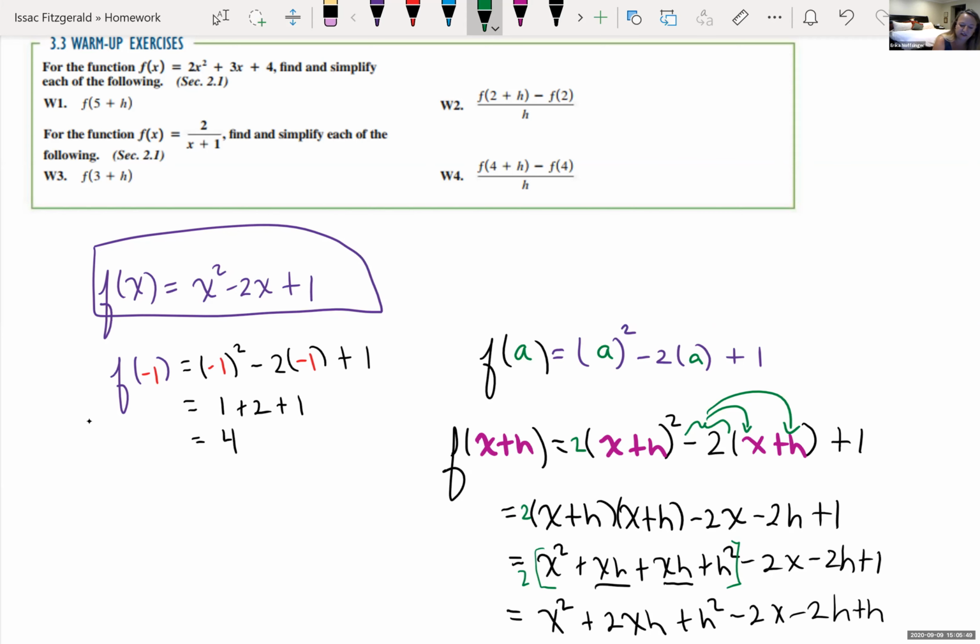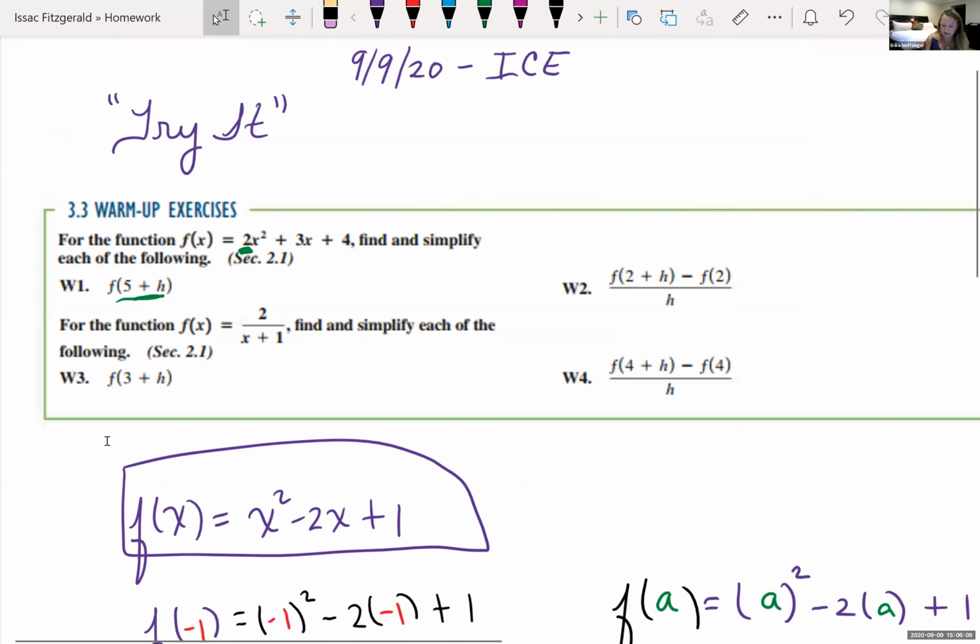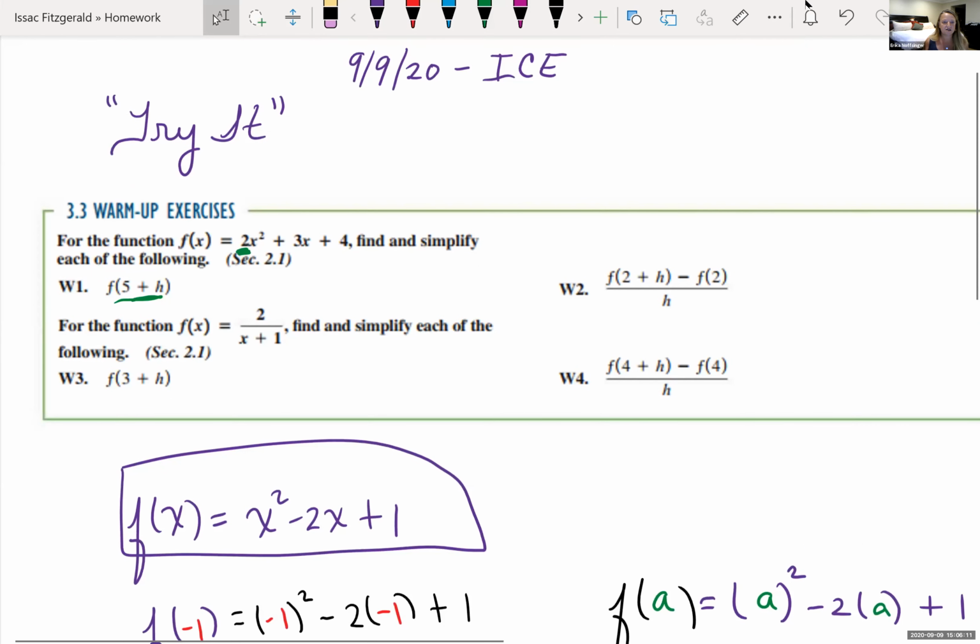So she's talking about this 2 out in front of this x squared here when you're dealing with this. I'm going to take out that 2 just because it wasn't in my original. Okay. So go ahead and try that. And I'm going to just pause the video while you guys are working.